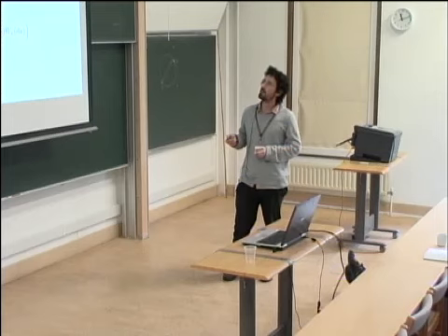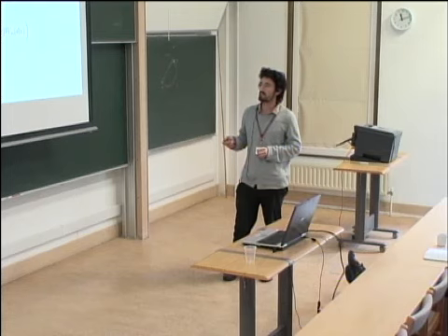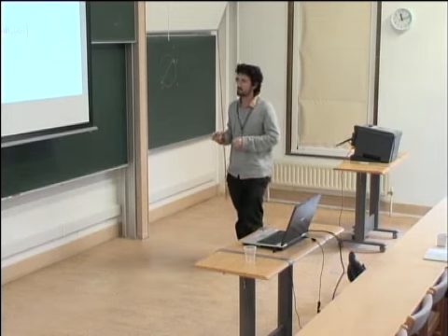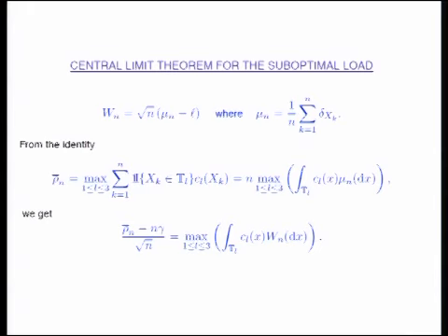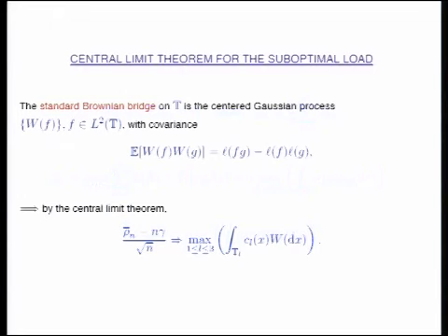So rho bar n minus n gamma divided by square root of n can just be expressed as the maximum of the integral of the cost on each cell C_L of this measure.